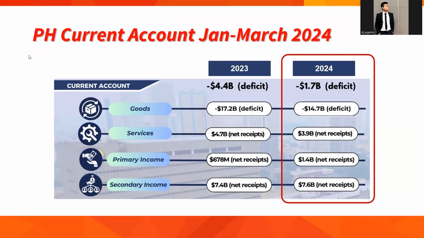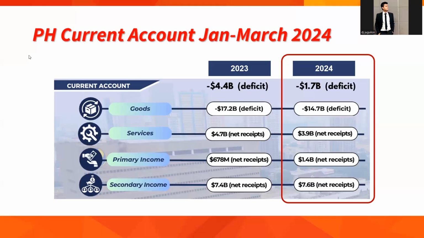Now, let's talk about the current account of the Philippines for its first quarter, January to March 2024. By the way, this info is based on the report of the Bangko Sentral ng Pilipinas. Focusing on the year 2024, as you can see, for our goods balance, we have a negative 14.7 billion, which represents a deficit. So it simply implies that our country is really into more imports over exports. Well, the good thing here is comparing it with the previous year, 2023, there is a narrowing of the gap.